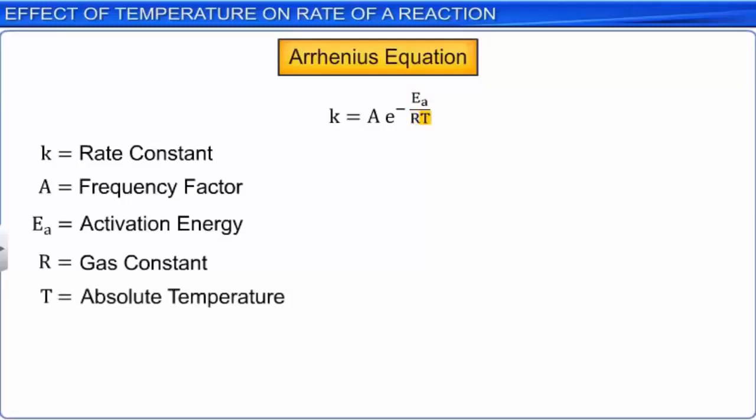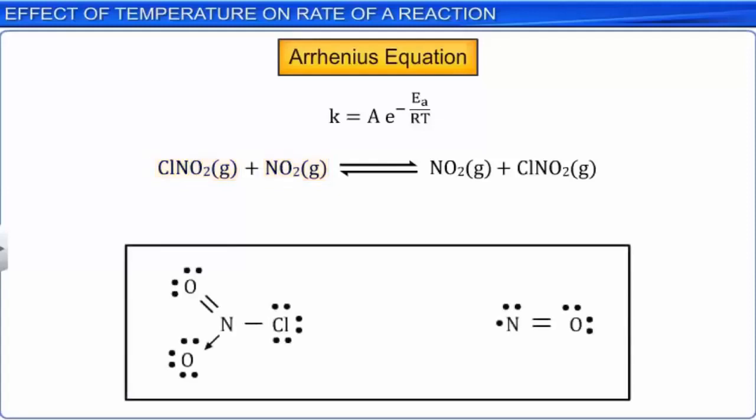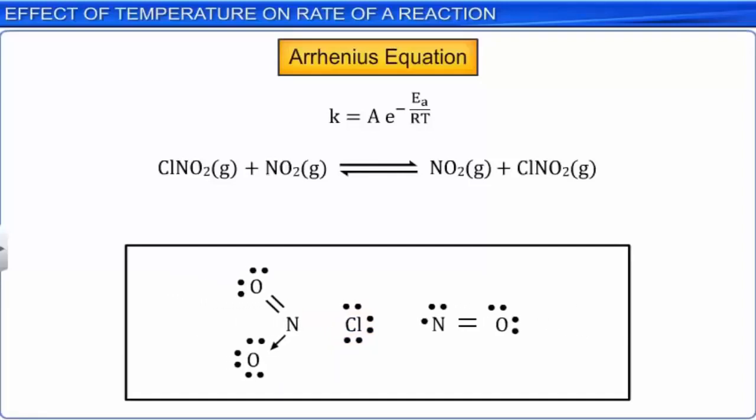To understand this better, let us consider the reaction between chlorine nitrite and nitric oxide. In this reaction, a chlorine atom is transferred from one molecule of chlorine nitrite to a molecule of nitric oxide. According to the collision theory, in order for the reaction to occur, the nitrogen atom in NO must collide with the chlorine atom in ClNO2 with sufficient energy and the correct orientation.